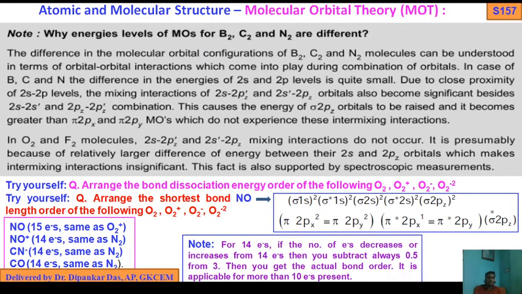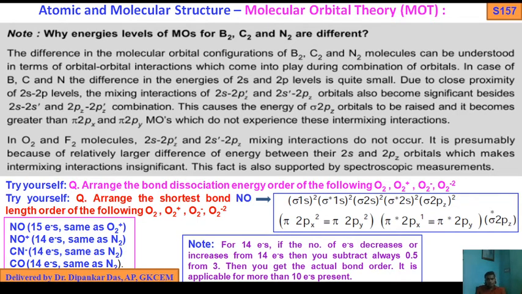Now NO plus means it loses one electron, that is, it becomes 14 electrons. Then it follows the rule for less than or equal to 14 electrons, up to nitrogen. So NO plus is a 14 electron system, same as N2. CN minus: carbon 6, nitrogen 7, so 7 plus 6 is 13, plus 1 is 14 electrons, same as N2. CO: 8 plus 6, a 14 electron system, is also the same as N2. So these are the MO electronic configurations.